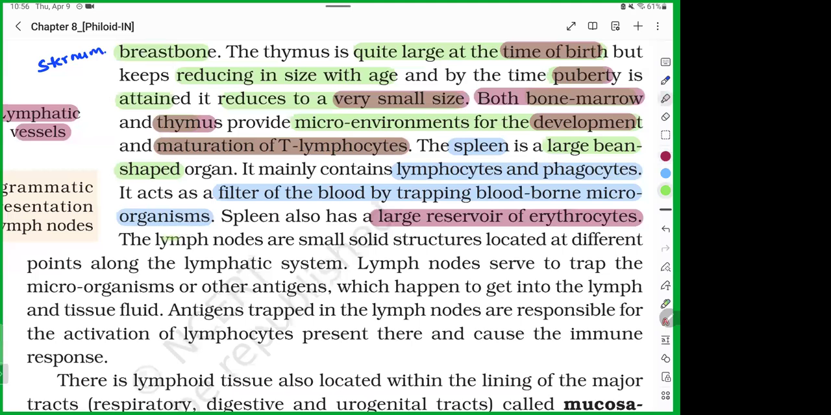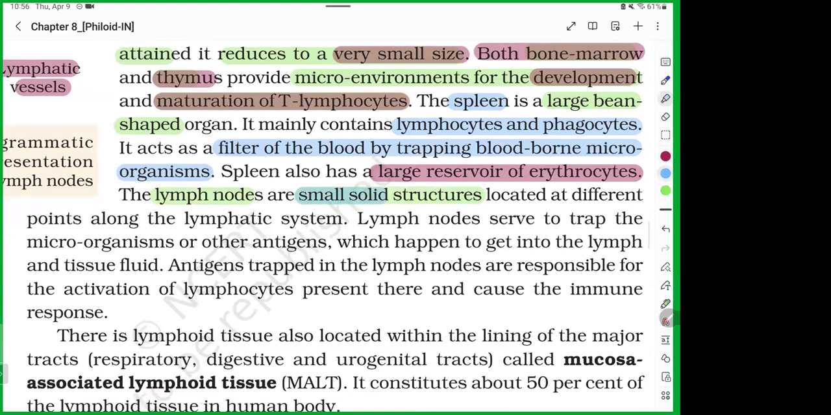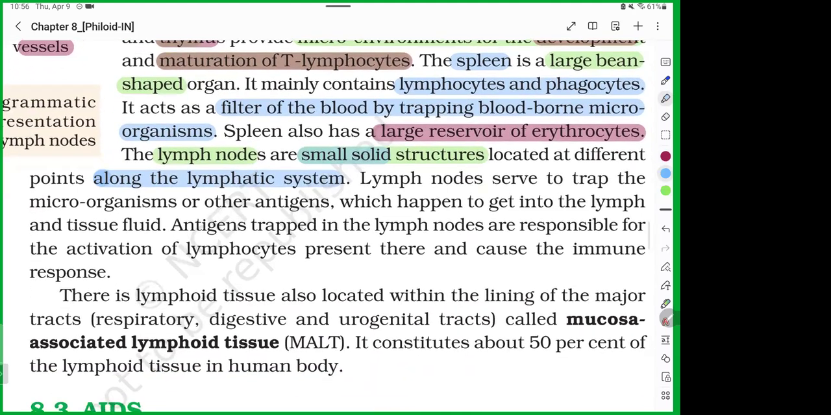Lymph nodes are very small and solid structures. This word is important: small and solid, and located at different points along the lymphatic system. So lymph nodes are present in the lymphatic system. What is the purpose of lymph nodes? They trap microorganisms or antigens which happen to get into the lymph or tissue fluid. Because they try to enter the blood, these lymph nodes will trap them. The spleen will trap them too. Correct?